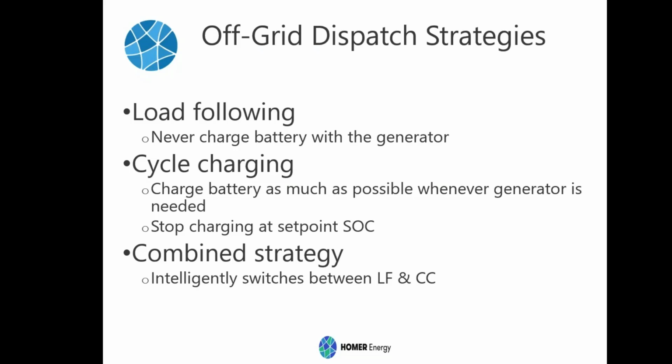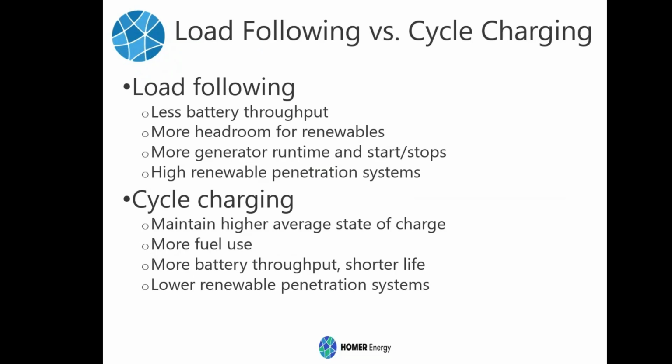In cycle charging, whenever you need to use the generator, you might as well charge the battery at least as much as possible, limited by the size of the generator and the ability of the batteries to absorb charge. But then you want to stop charging at a set point that's one of the inputs in HOMER. So that's what we call a set point state of charge. We have a third strategy, the combined strategy, that intelligently switches between those 2. But let me talk about those 2 in a little more detail, because it does affect the results.